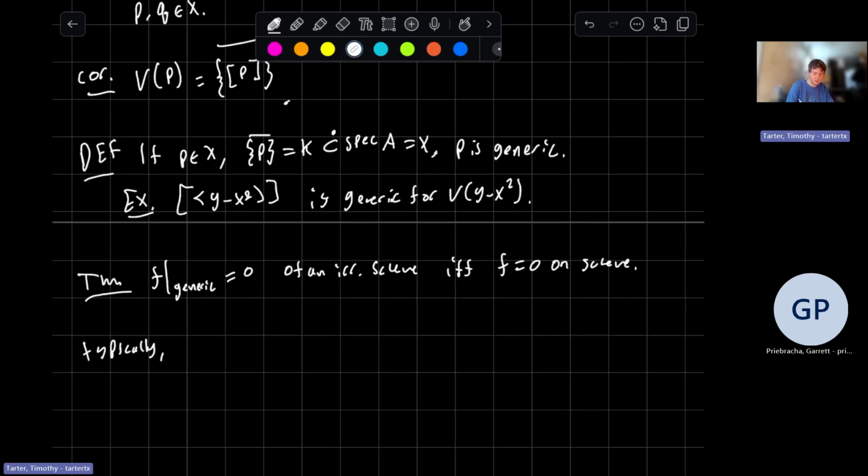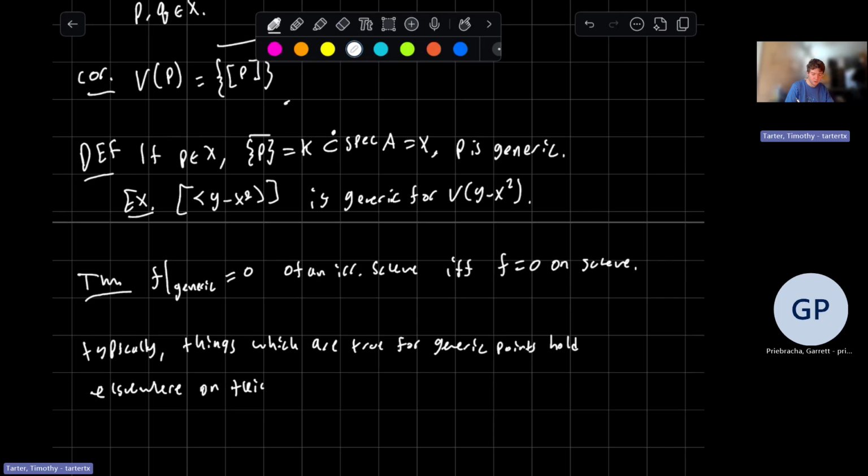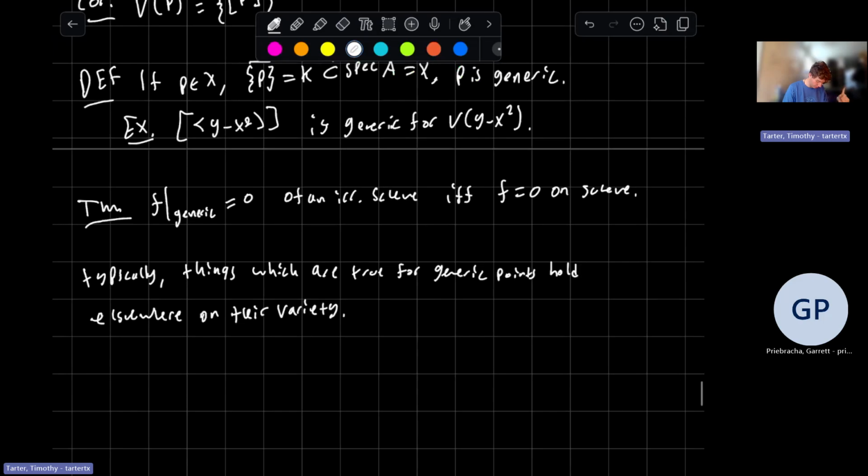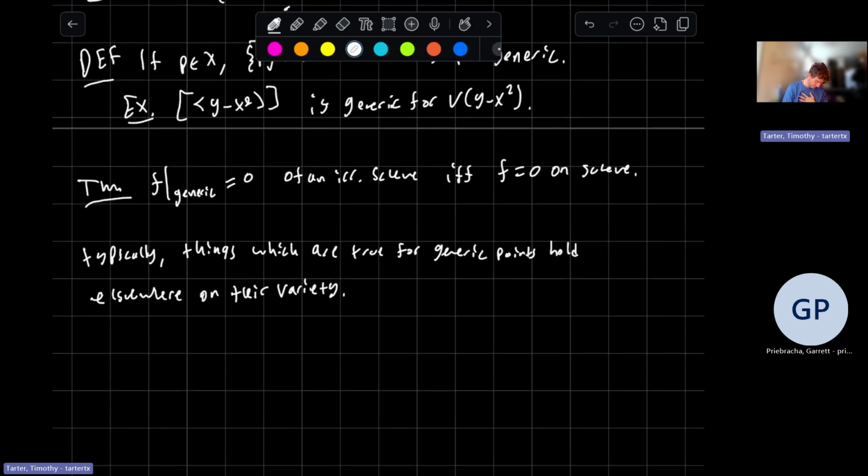Typically, things which are true for generic points hold elsewhere on their variety. The phrase general point does not have the same meaning. The general point is one point that satisfies such and such a property. Don't confuse the two.